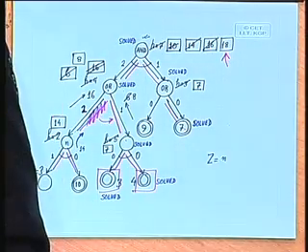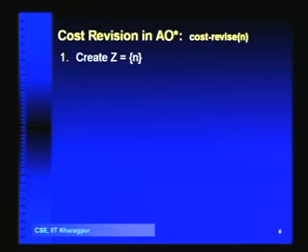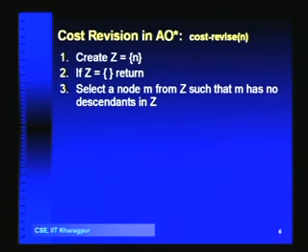Then coming to the slides. When Z is empty, that is where we are done. Otherwise, select a node m from Z such that m has no descendants in Z, right. Why do we do that? Because we want to go bottom up. So, we will always select first the state which has no descendants in Z.